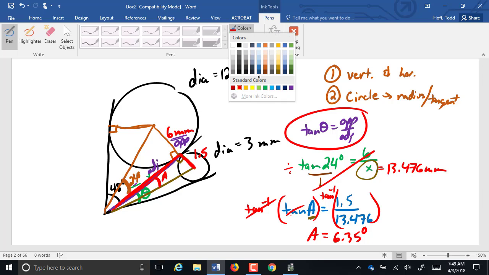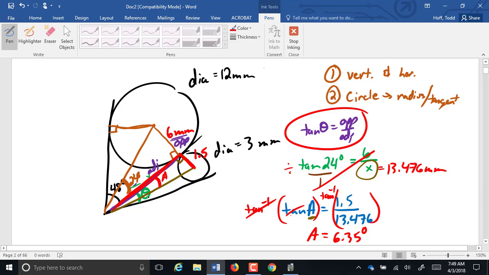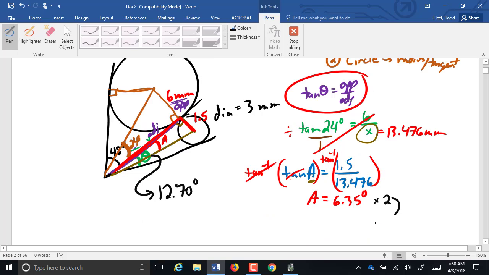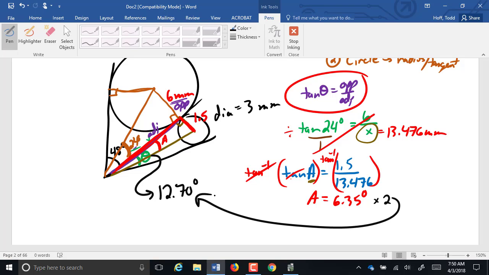What's angle theta then? You got it. That times 2. 12.70 degrees. What do you guys think? You lost? Where'd I lose you?